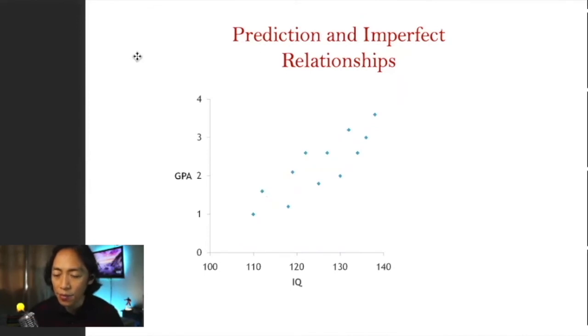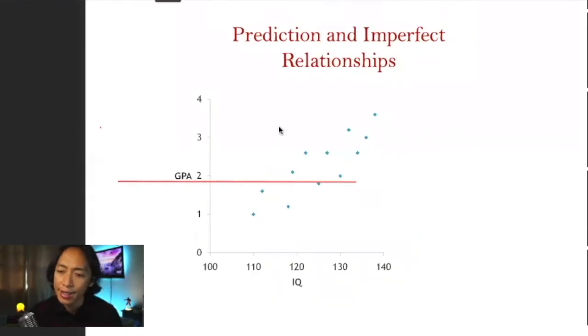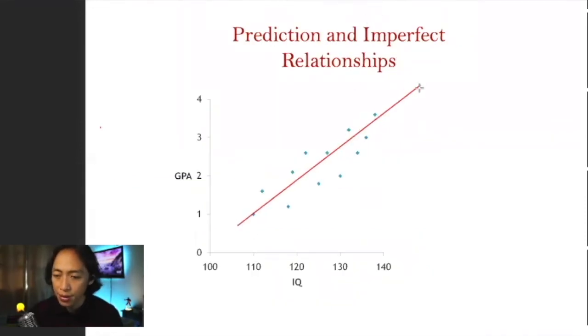And that line that we're looking for, supposedly the best line, is what we call the least squares regression line. And why is it the least squares regression line? Because the line is meant for prediction. We know that there will be errors in prediction, but this is the line that will result in the least amount of errors, a line that minimizes the errors in prediction. If I draw a line here, for sure there will be errors in prediction. For example, if your IQ is somewhere here, the line predicts that your GPA is somewhere here. But based on the observation, this person who has this IQ actually has a GPA of this much.